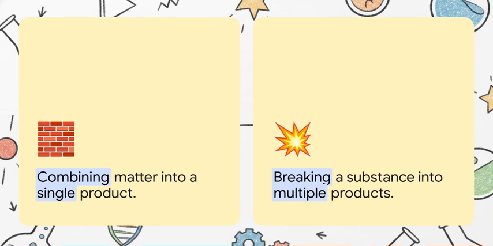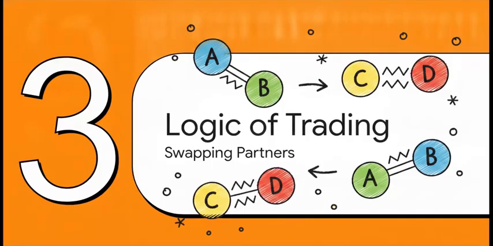And putting these side by side brilliantly illustrates that we're not looking at isolated equations you have to blindly memorize. No way. They are literal mirror images of the exact same chemical logic. On one side, you've got the building up of matter into a single product, and on the flip side, you have the breaking down of a single substance into multiple products. That brings us to section 3, the logic of trading, swapping partners.